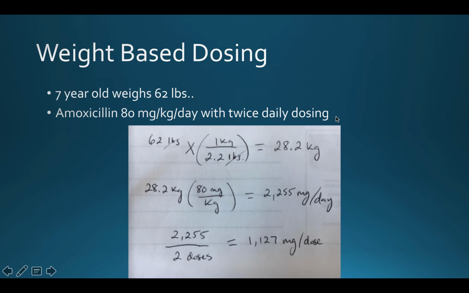I didn't put the question on here, but they could ask you, how many milligrams per day is this patient going to use? But they also could ask you, how many milligrams per dose? And I solved that for you as well. So if we're doing twice daily dosing with amoxicillin, which is commonly done, you've got to remember to take that final step. Very, very important.